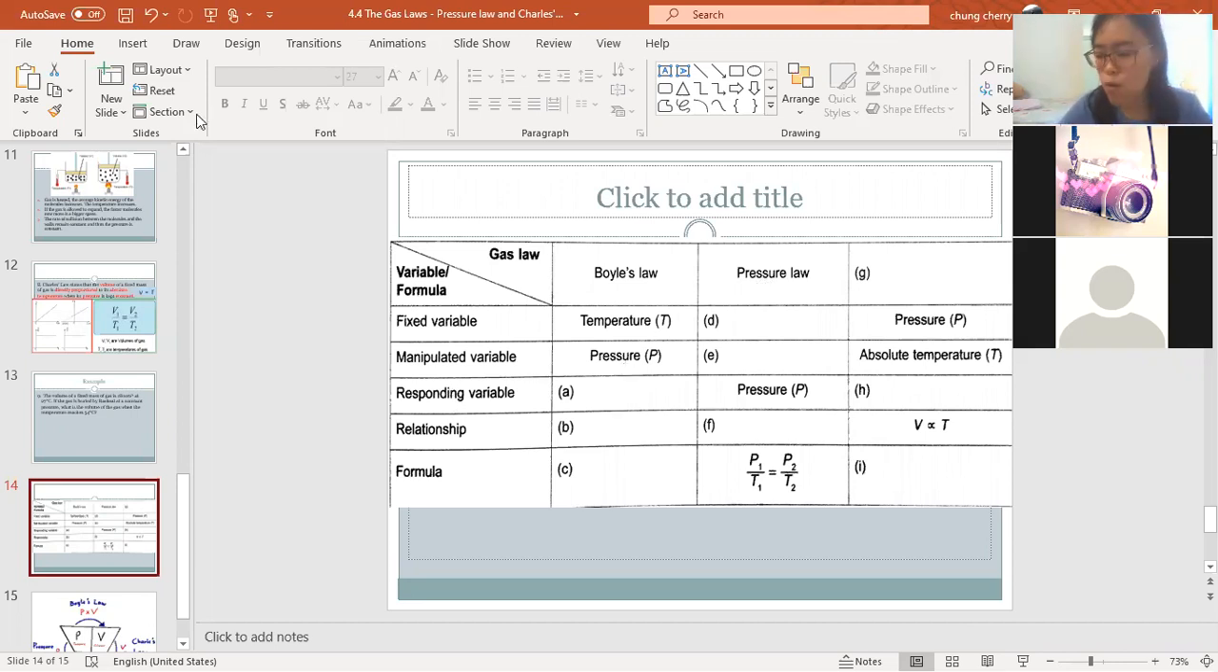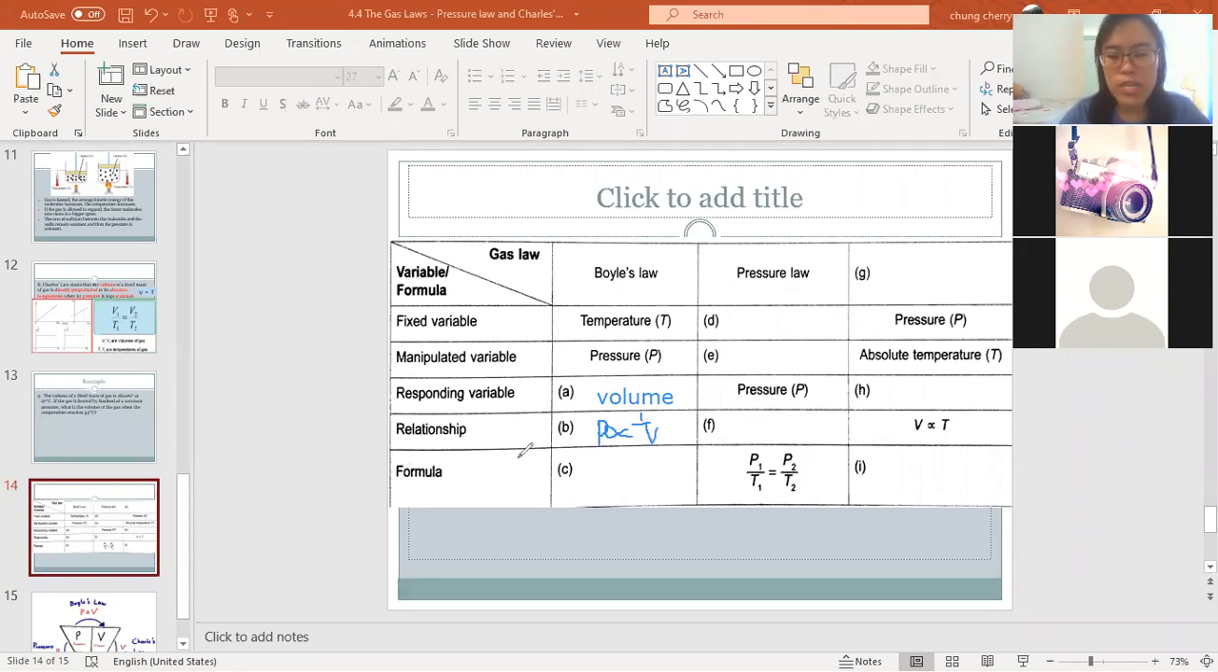So what is A? A is about Boyle's law. Temperature is the fixed variable. Then your manipulated variable is pressure, and volume is the responding variable. It can be either volume or pressure as the responding variable as well. So what is the relationship? The relationship is inversely proportional, but every time we talk about inversely proportional, P is proportional to 1 over V.